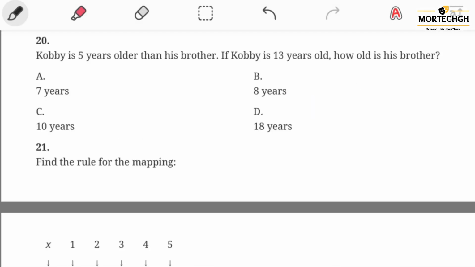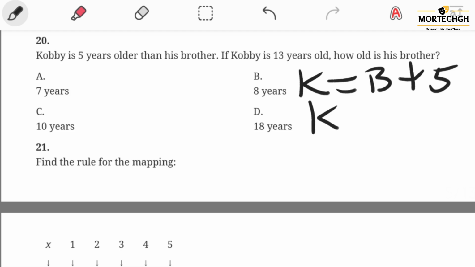Question 20. Kobe is 5 years older than his brother. If Kobe is 13 years old, how old is his brother? Then you consider Kobe's age, let's say K. They say Kobe's age is 5 years older than his brother, so it's equal to his brother's age, let's represent that with B, plus 5. So Kobe's age is equal to his brother's age plus 5. To find his brother's age, you take Kobe's age and subtract 5 from it.